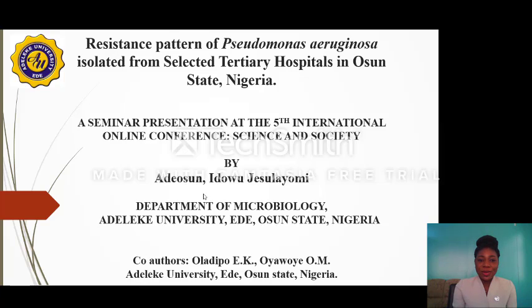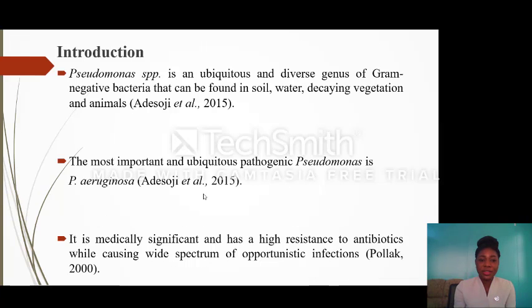I'll be presenting on the topic: resistance pattern of Pseudomonas aeruginosa isolated from selected tertiary hospitals in Osun State, Nigeria. Introduction. Pseudomonas species is an ubiquitous and diverse genus of gram-negative bacteria that can be found in the soil, water, decaying vegetation, and in animals.